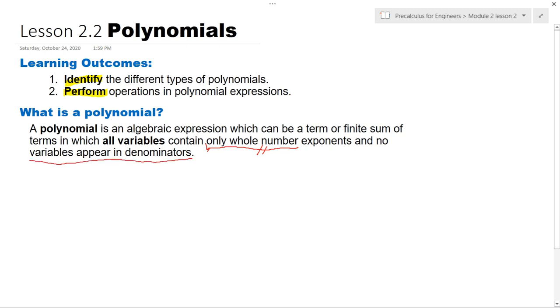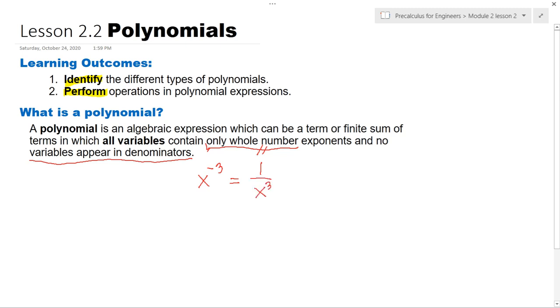Why? Remember the law of negative exponents. If our polynomial contains this expression, we have x to the power of negative 3. Negative 3 is not a whole number. This is a negative integer. That's why if we simplify this, it would be equal to 1 all over x cubed, the reciprocal.